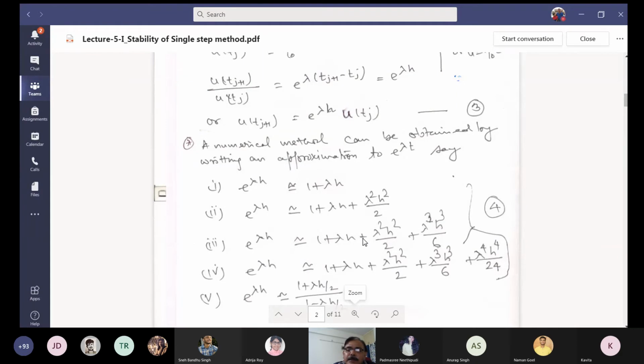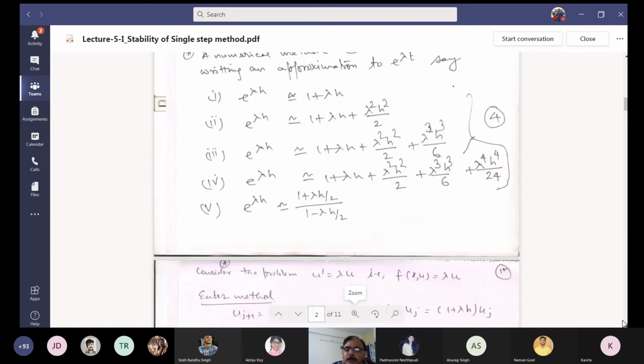Exactly that way you can see that 1 plus 1 plus lambda h plus lambda square h square by 2 plus lambda cube h cube by 6, or 3 factorial you can say. Similarly, fourth order method you may get these type of things. So the numerical methods can be obtained by writing some kind of approximation to e to power lambda h, and if you write this approximation, you have the local truncation error there, that is your remainder term, and that will go to the local truncation error part of your numerical method.